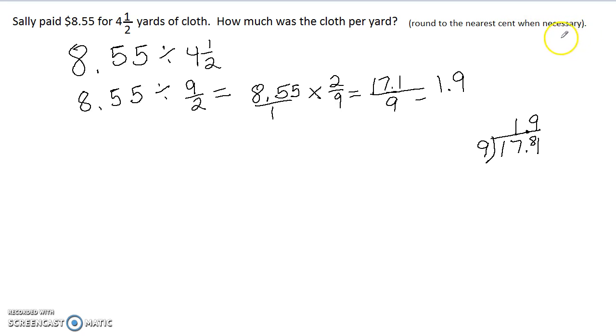And this is where I'm going to look at the end of the directions here. It says round to the nearest cent when necessary. And I know that I have to answer this question in terms of money because I want to know how much was the cloth per yard. So I can't say the cloth was 1.9 per yard. That doesn't make sense. So we have to answer it in proper format. We know we have to write it in money form. And being that it's 1.9, we want to round to the nearest cent when necessary. Well, we don't really have to round, but we do have to include the fact that there are 0 cents. So our final answer is $1.90 per yard.